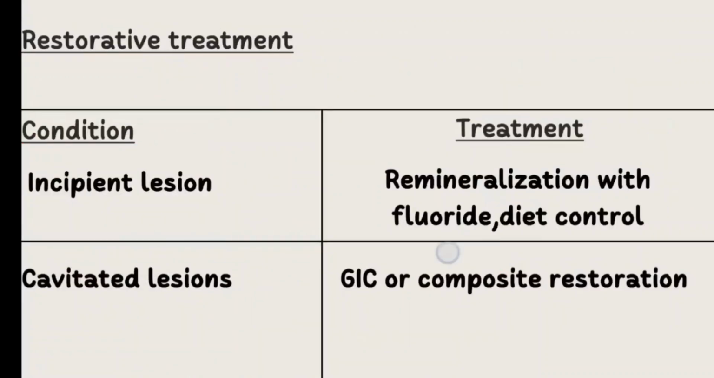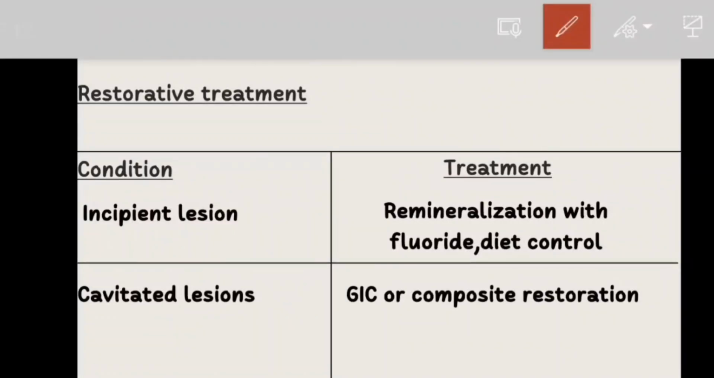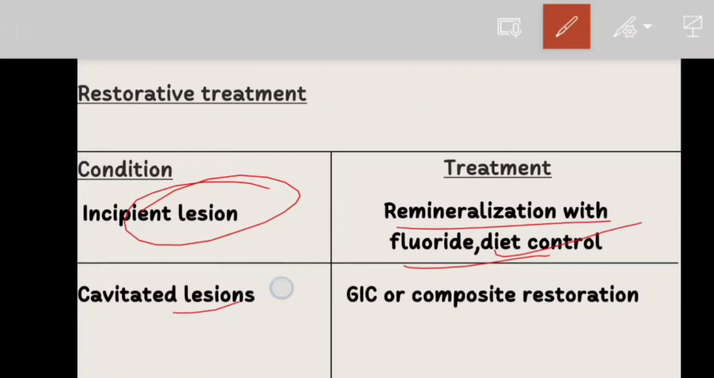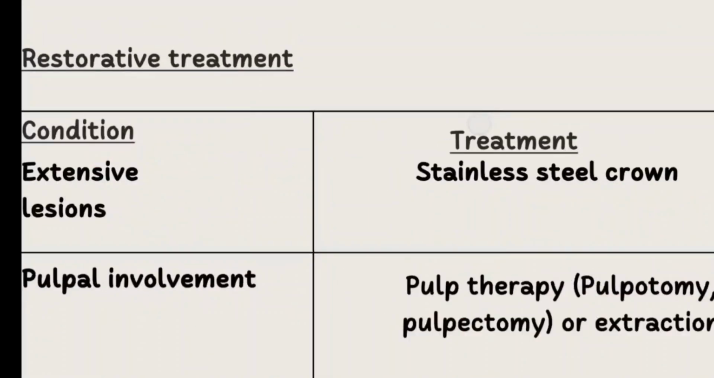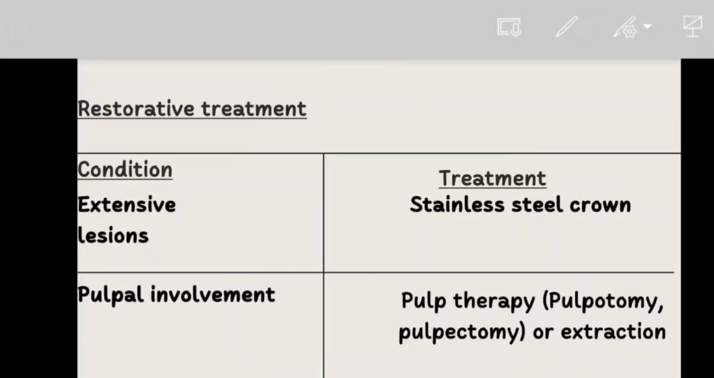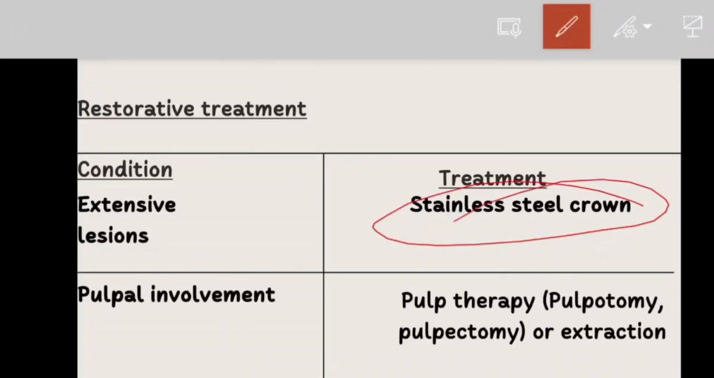Now we see the restorative treatment. First condition: if there is an incipient lesion, what is the treatment? We do remineralization with fluoride plus diet control. If it is a cavitated lesion, we go for GIC or composite restoration. If there is an extensive lesion, we go for a stainless steel crown, which provides full coverage and is highly durable in pediatric patients. If there is pulpal involvement, we go for pulpotomy, pulpectomy, or extraction.